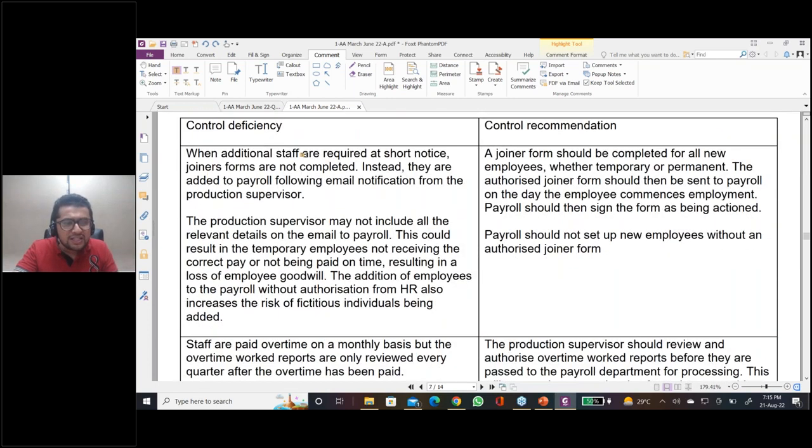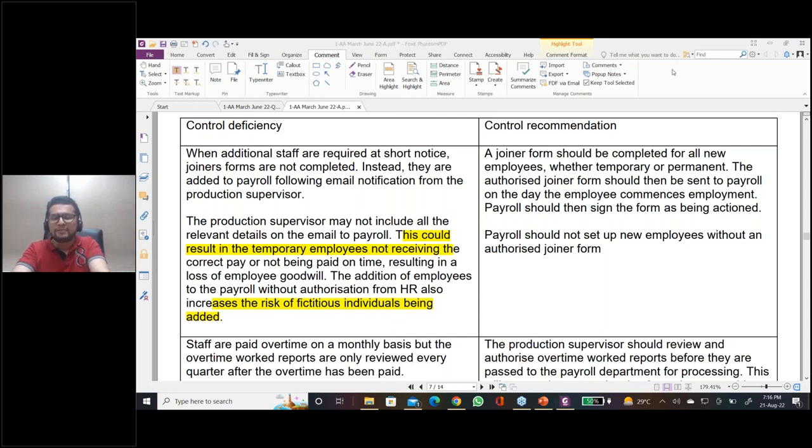Yes, when additional staff are required at short notice, joiner forms are not completed. Instead, they are added to the payroll following email notification from the production supervisor. This is all from the question itself. Now, the explanation. This could result in temporary employees not receiving the correct pay or not being paid on time, resulting in loss of employee goodwill. The addition of employees to the payroll without authorization from HR also increases the risk of fictitious individuals being added.